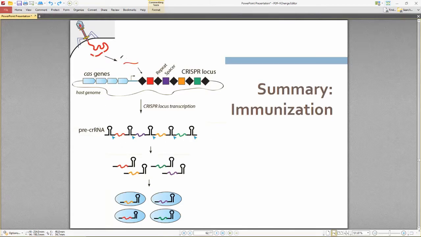Oh, I forgot to mention that the integration, or the adding of this viral DNA into the CRISPR locus, is done by the Cas complex. After transcription, you have pre-CRISPR RNA. The processing of pre-CRISPR RNA into CRISPR RNA is done by the Cas complex again. And then after you have these CRISPR RNAs, they're loaded into these Cas9 proteins.